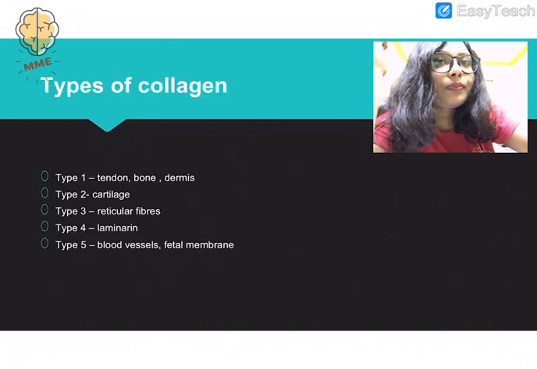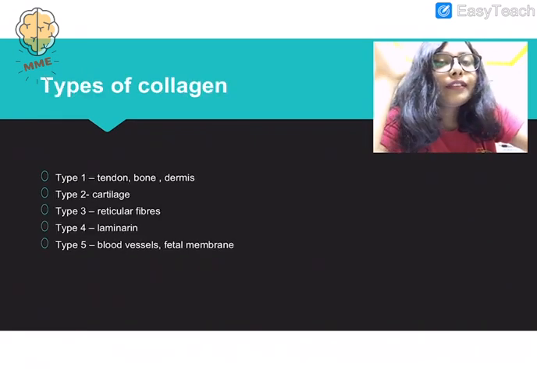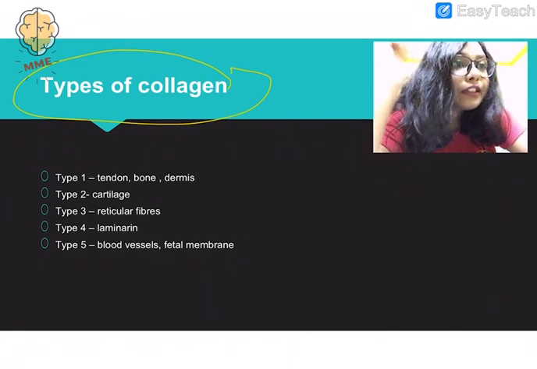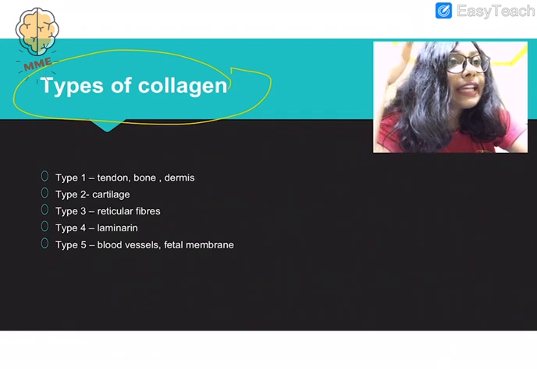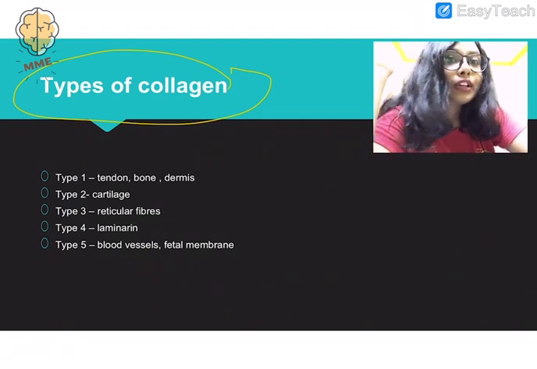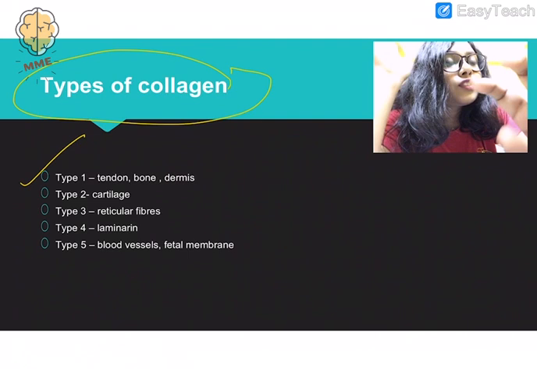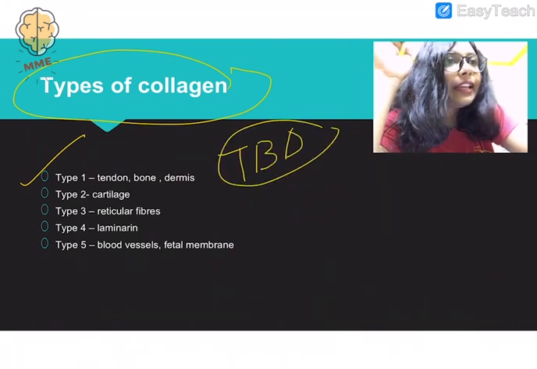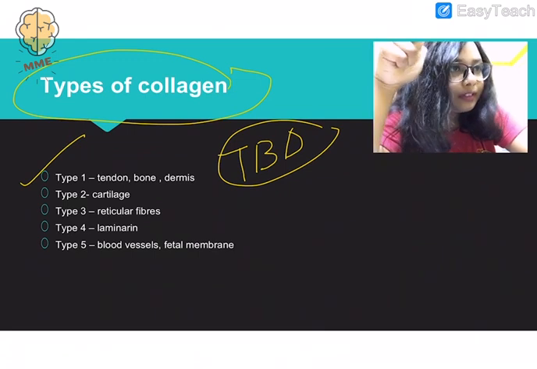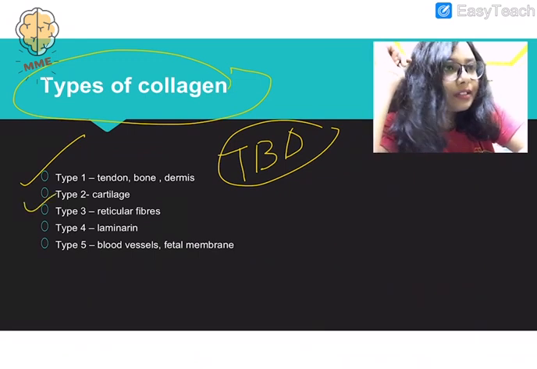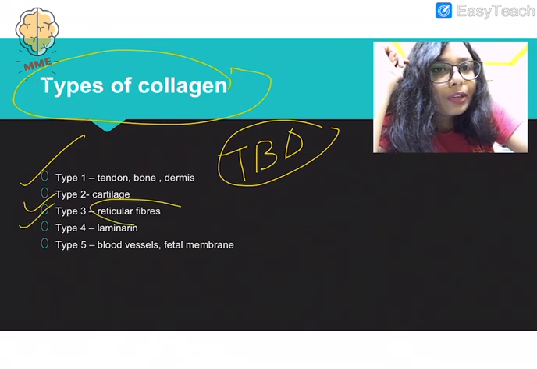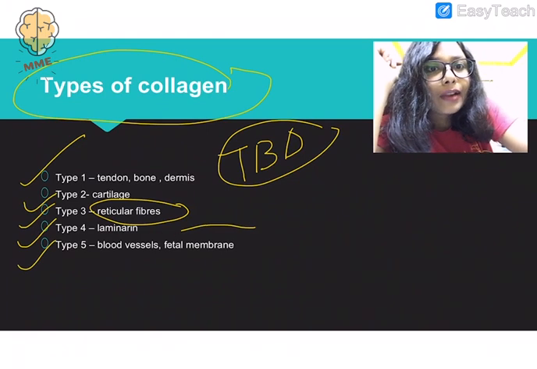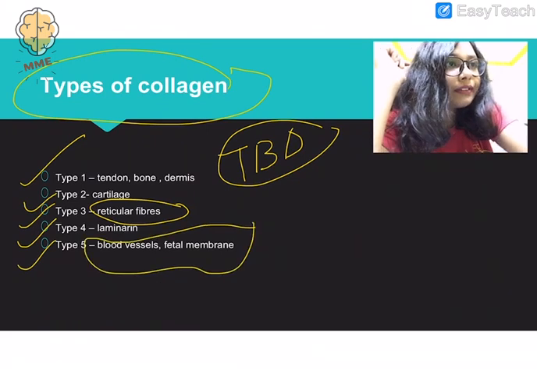Now types of collagen. This is a very important topic that you will get everywhere. Every single question they will ask you about the types of collagen. So type 1 collagen, just remember TBD, that is tendon, bone, dermis. Type 2 is present in the cartilage. Type 3, I told you, reticular fibers. Type 4 is laminin, and 5 is in blood vessels and the fetal membrane.